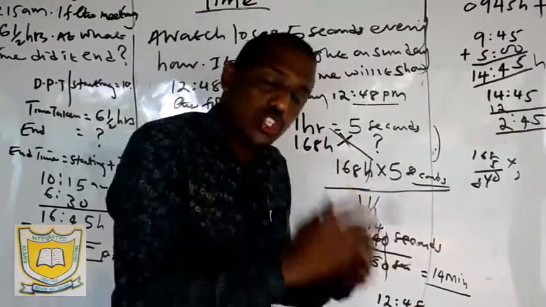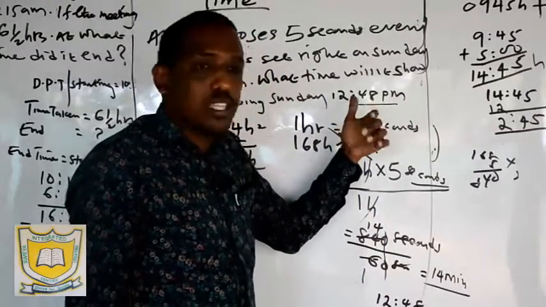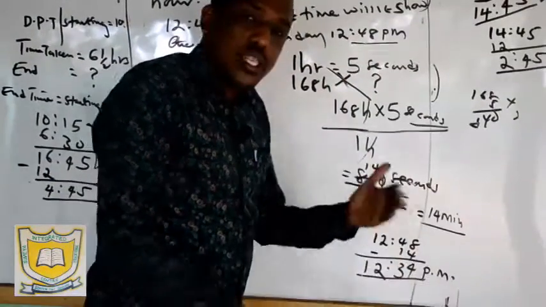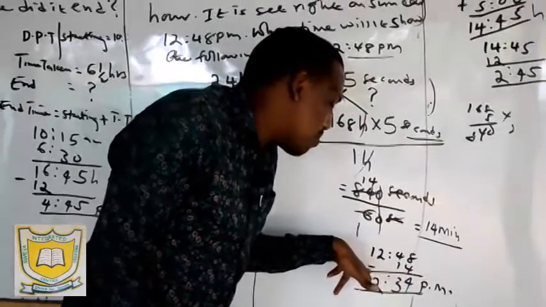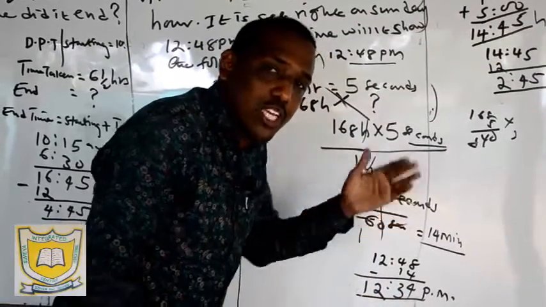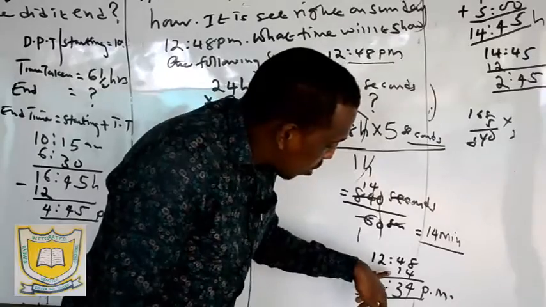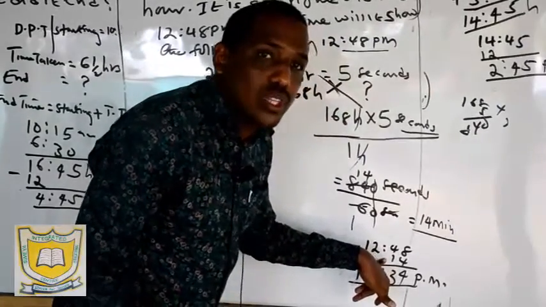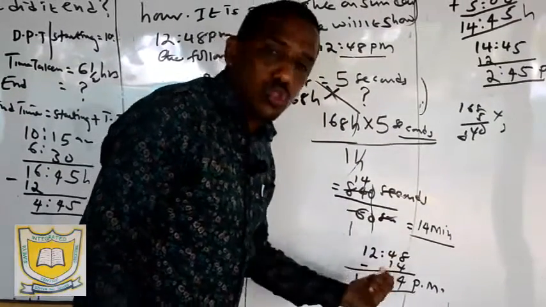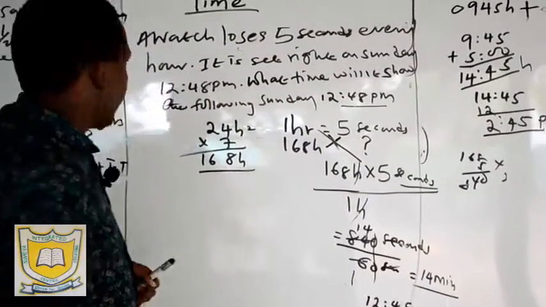So what time will it show now, when it is 12:48 p.m.? You subtract. When it is gaining, it's the same procedure, but you add 14. It was gaining, procedure is the same, but where we subtracted, you only add 14. Why are we subtracting? Because it was losing. So that is how we solve.